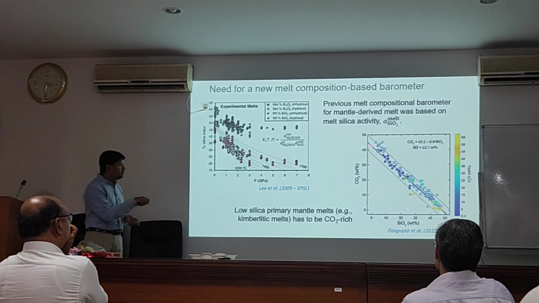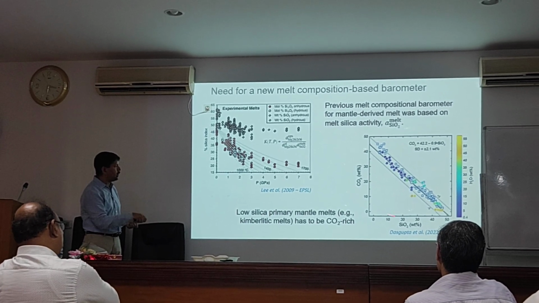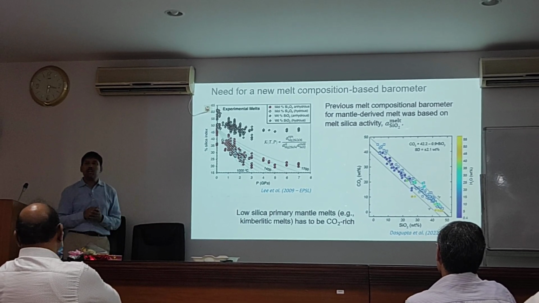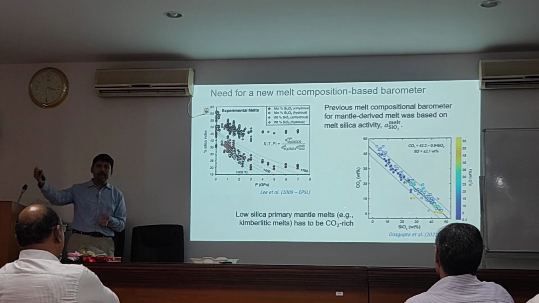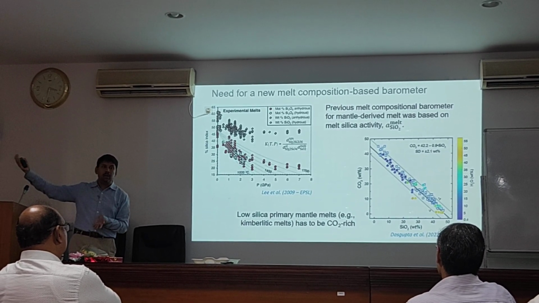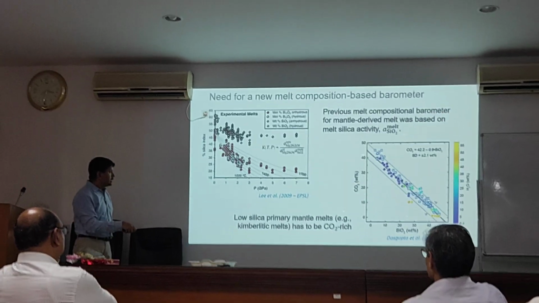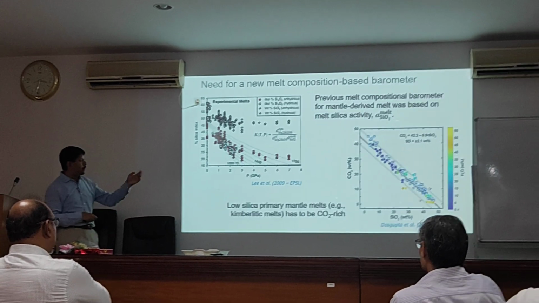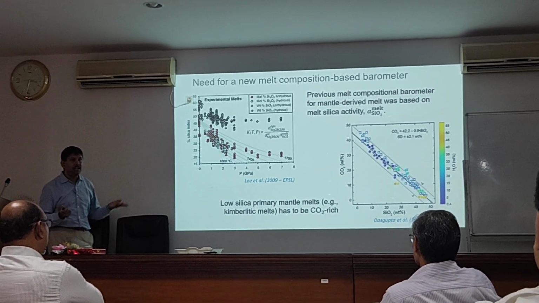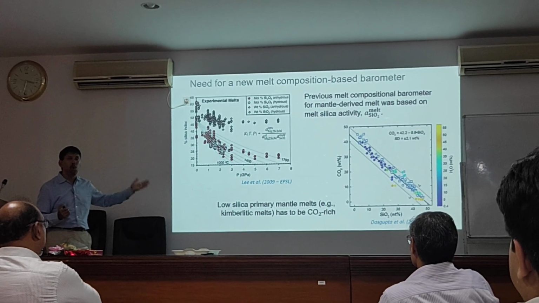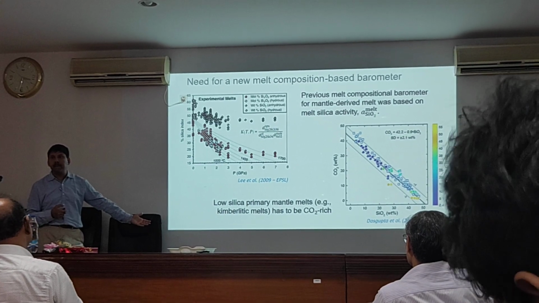Okay? And importantly, this inverse correlation between melt CO2 content and melt silica content actually holds true across a wide range of pressure, all the way from 2 GPa to 10 GPa or beyond. So what that means is, if you are trying to utilize silica activity in the melt as a proxy for pressure, you will get some erroneous results, because the silica content may be simply lower because it has higher dissolved CO2, not because it's generated at deeper depths.